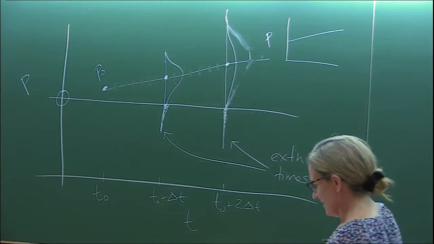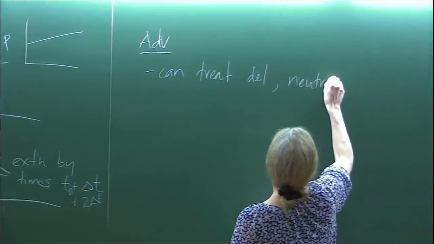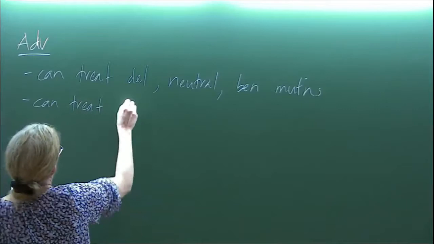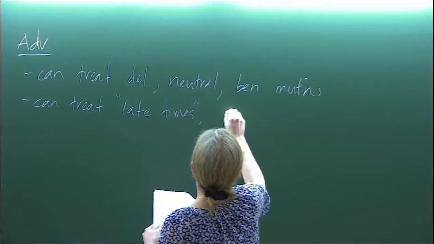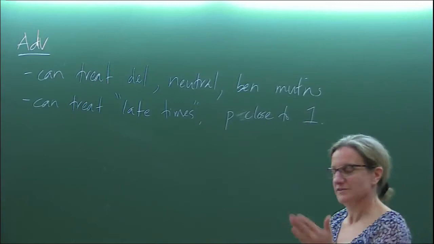So I guess we already kind of know. We can predict very quickly. Advantages, we can now treat, as you will see, deleterious and neutral and beneficial. And we can treat late times. What I will call late times en route to fixation, so when P is very close to one. You can still use a diffusion approximation to see the probability that total fixation occurs.